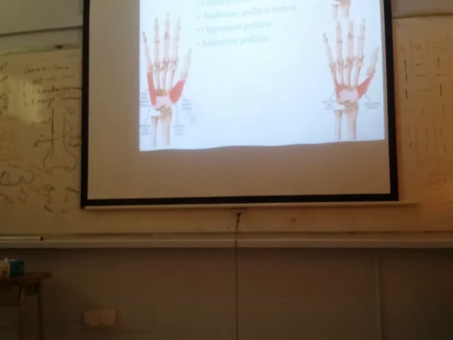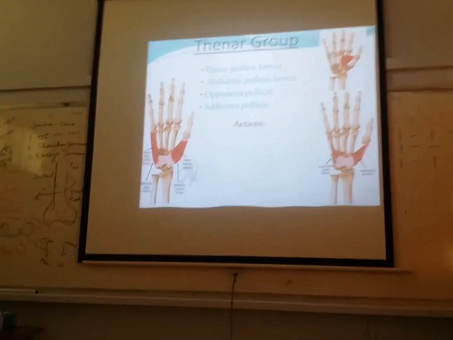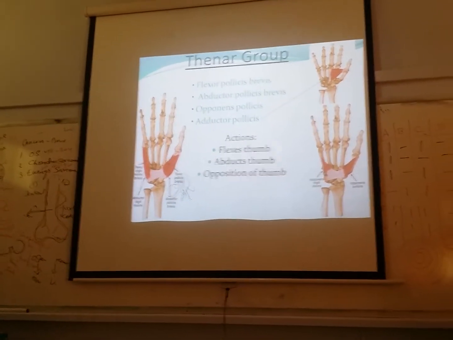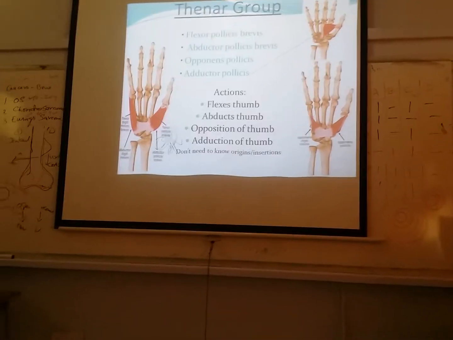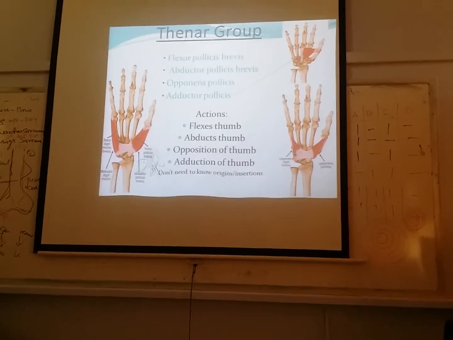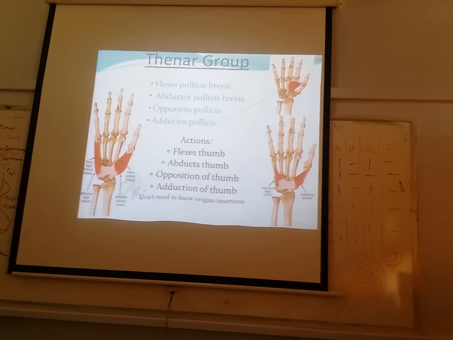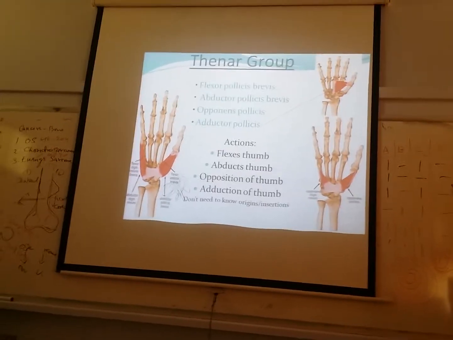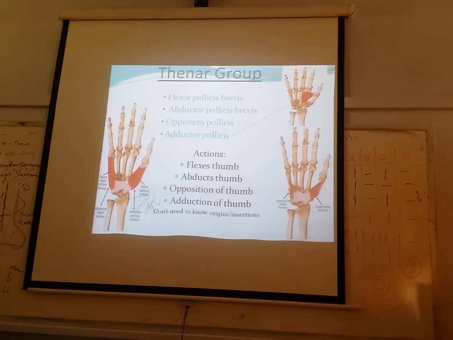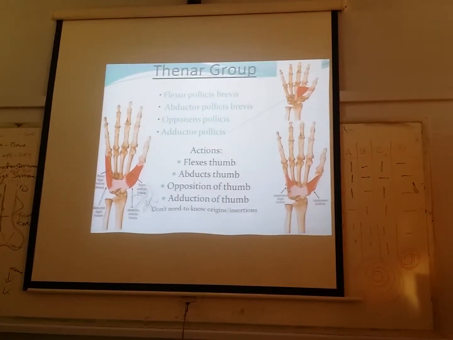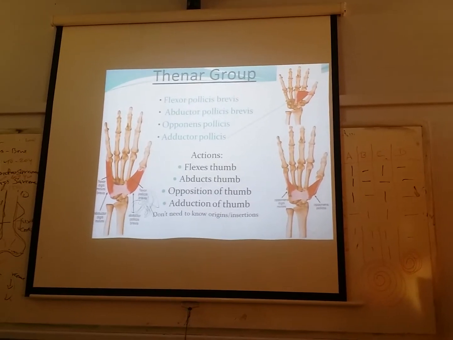Show the movement of the thumb. Flexion of thumb, abduction of thumb, opposition of thumb, reposition. And you will not remember the attachment. Just remember the names. To name the thenar group of muscles, what are they? Flexor pollicis brevis, abductor pollicis brevis, opponens pollicis, and adductor pollicis.